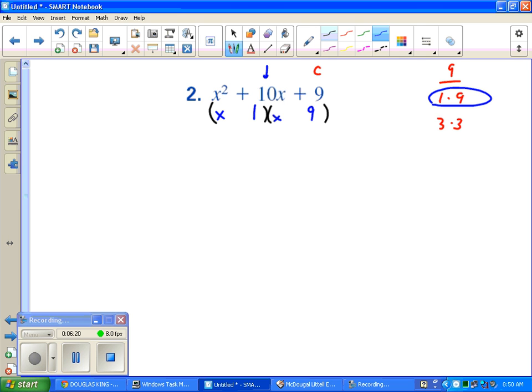So now we have to determine, do we put pluses or minuses, and how many of each of them do we put? This sign there, plus, tells us both of them are going to be the same. They're either going to both be plus plus or both minus minus. Once you know that, this sign here tells us that they're both going to be plus. So x plus 1, x plus 9.